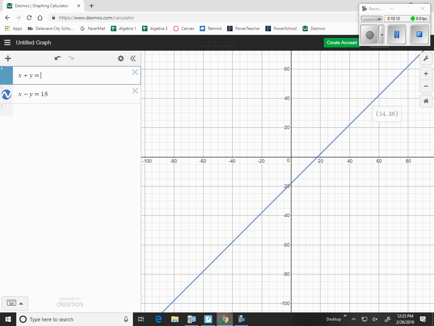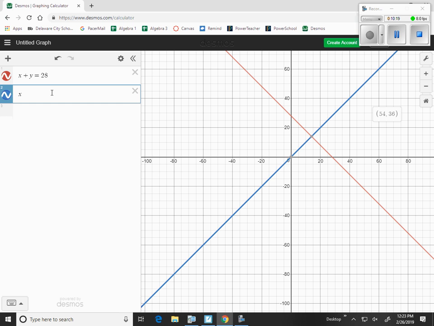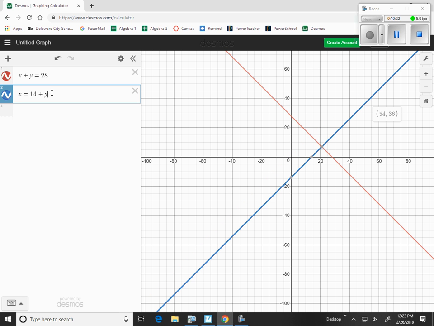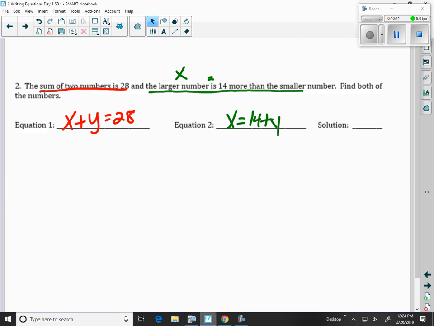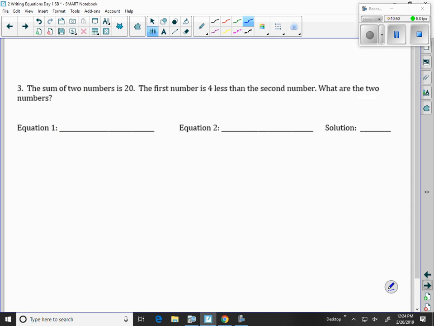So what was it? X plus y equals 28. 21 and 7. Okay, so you could see, is X 14 plus 7? Yeah, that will work, right? 21? And 21 plus 7 is 28. You don't like it? No. Well, too bad, sorry.